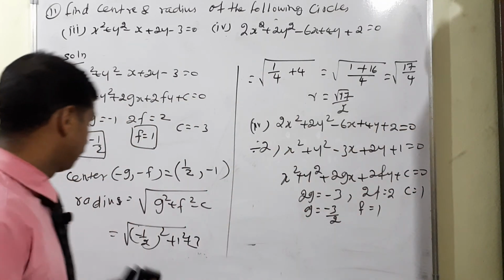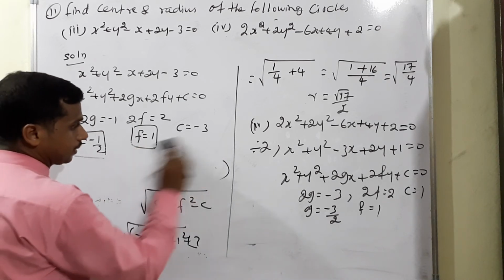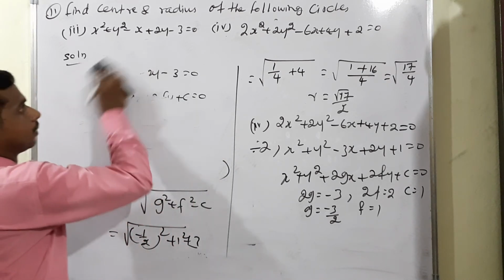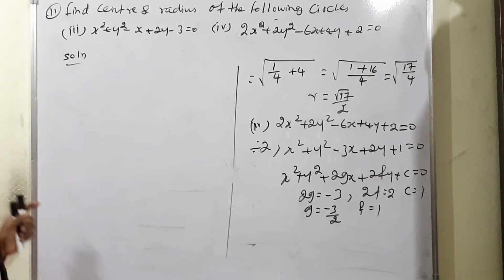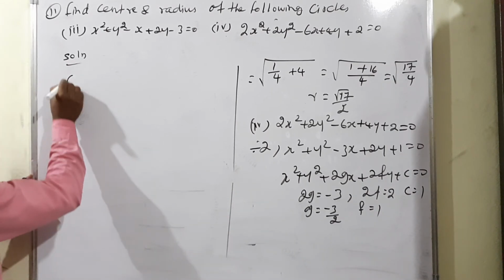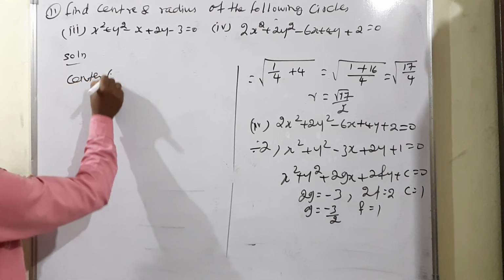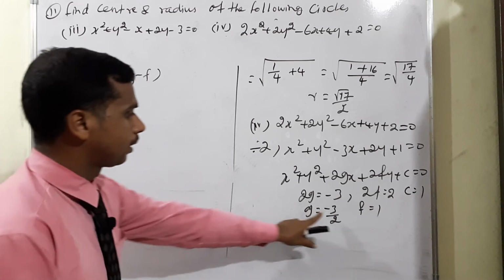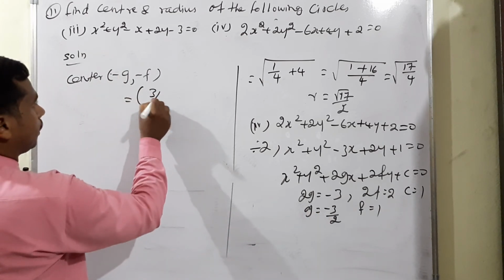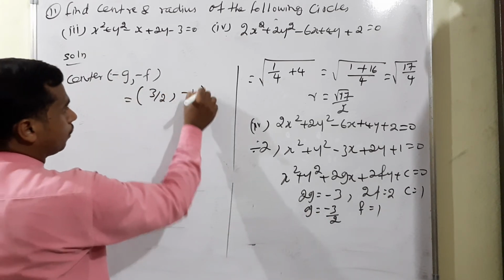The given, what we need is the center and radius, isn't it? So the center is minus g comma minus f. Minus g comma minus f, already the minus sign is there, so we can write it as positive 3 by 4 comma minus 1.